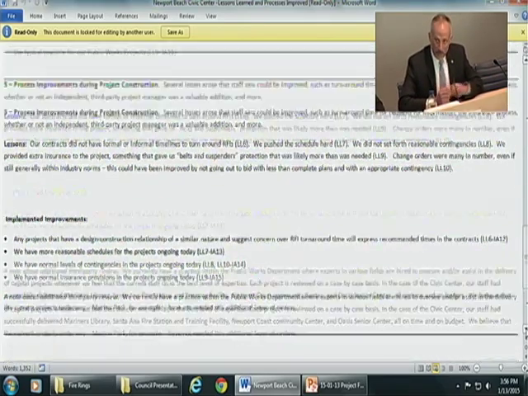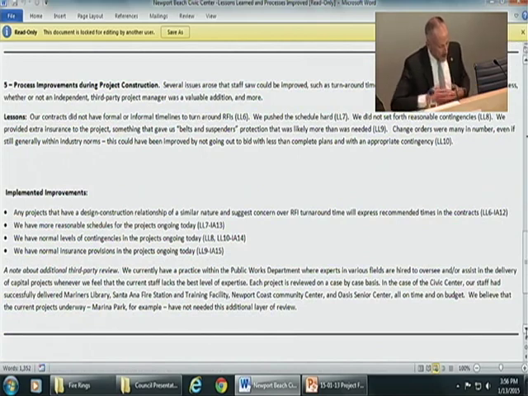So the fifth one: some process improvements during project construction. And I'm going to outline a number of these. Our contracts did not have formal or informal timelines to turn around what are called requests for information. This is when the contractor on the ground goes to the architect and says, I'm not sure what you mean by this design, this combination where the steel meets the glass.